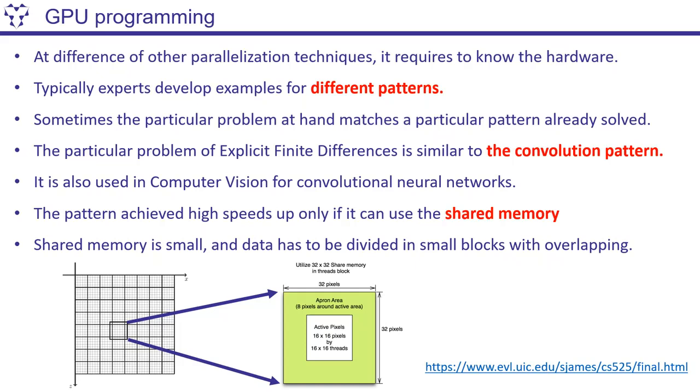So the problem of explicit finite difference that we use for modeling is equivalent to a convolutional pattern, which is highly optimized in GPUs because it's also used in computer vision for convolutional neural networks. So this pattern achieves very high speeds, on the order of, let's say, 2 orders of magnitude. But to do that, you need to use a particular very small memory. It's called the shared memory, and that requires a major re-engineering of the code by using very small windows that overlap in the model space.